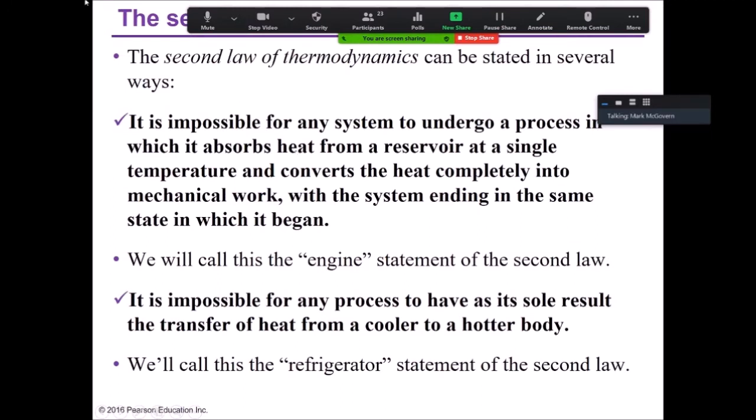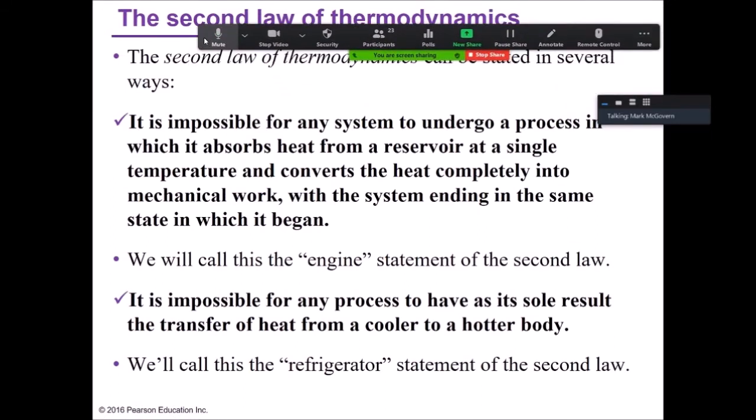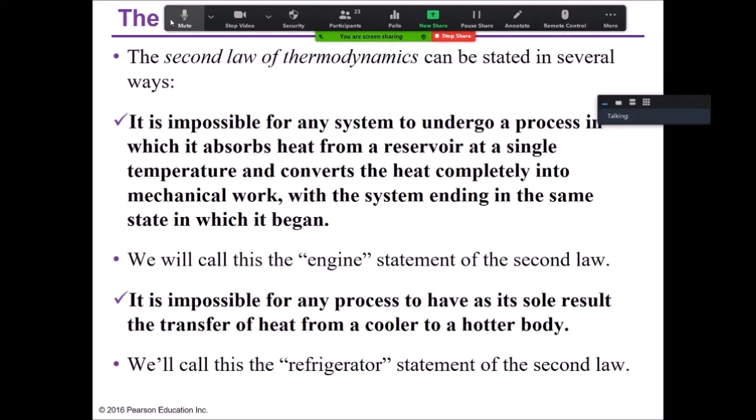All right. So here is some other statements of the second law of thermodynamics. It is impossible for a system to undergo a process in which it absorbs heat from a reservoir at a single temperature and converts the heat completely into mechanical work, with the system ending in the same state in which it began. So that's another statement here. Ultimately, all of these things are what we call isomorphic, right? What they mean is, it's a different way to think about these, but when you boil it down to the fundamentals, they all really are saying the same thing. But this is another really interesting statement about that.